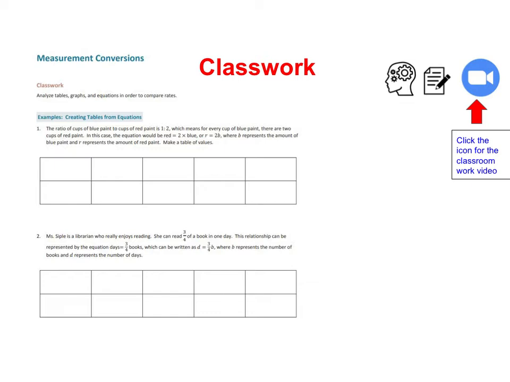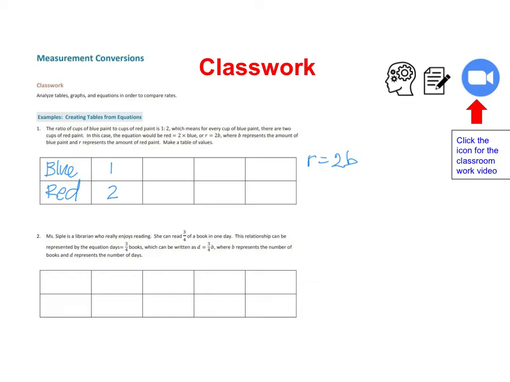It says the ratio of cups of blue paint to cups of red paint. So I'm going to write in here that this is blue and this is red, okay? And it said that ratio is 1 to 2. Remember, order matters. Blue is mentioned first, that's the 1. For every cup of blue paint, 2 cups of red paint, and then they also tell us R equals 2B. They give us a formula here.